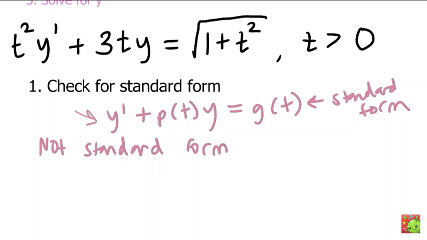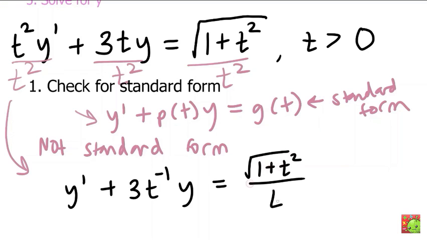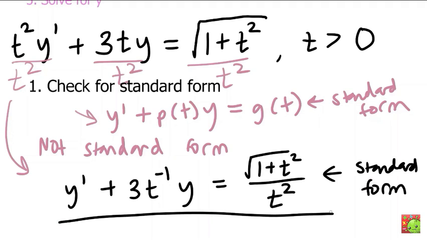The way to isolate this y prime is just to divide everything by t squared. So I'm going to do that. y prime plus 3 t to the negative 1, y equals the square root of 1 plus t squared over t squared. And this is our standard form, and we can move on to the next step.